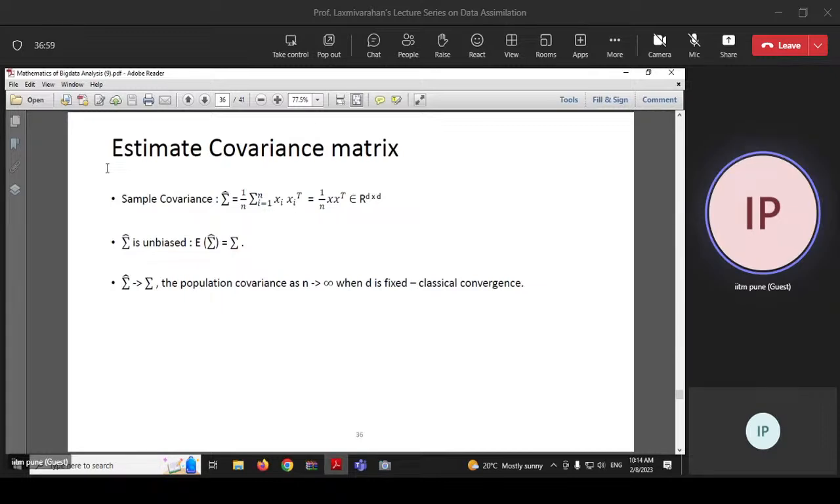So what is the classical convergence theory? The classical convergence theory tells you sigma hat tends towards sigma if I keep D fixed and let n go to infinity. That means the sample covariance computed using the largest sample indeed converges to the true covariance on the assumption D is fixed. That's a classical result. I hope you are with me. Central limit theorem, law of large numbers. That's the basis for everything that we do.